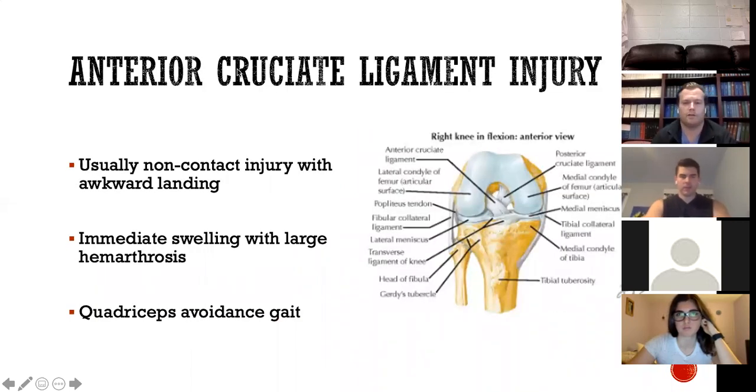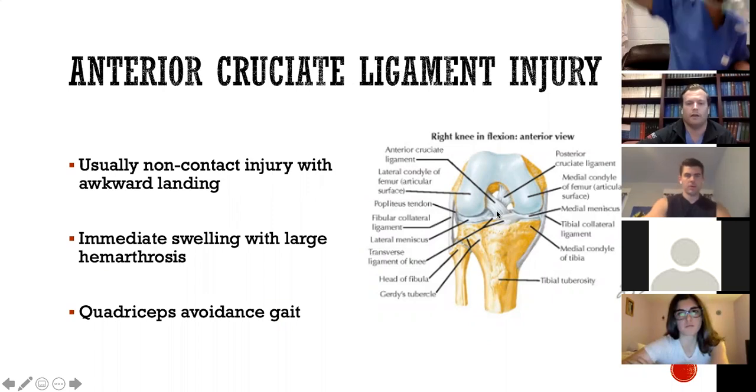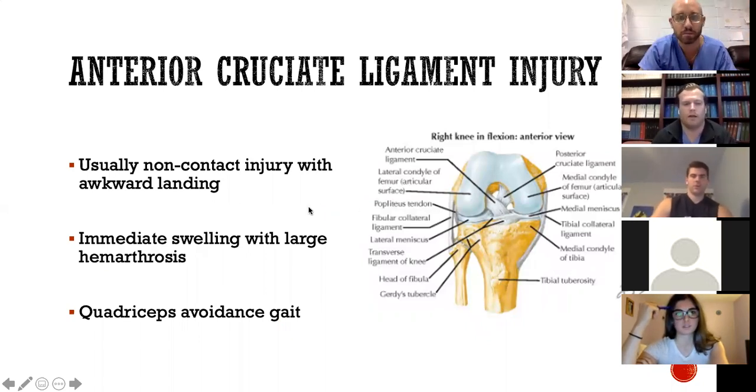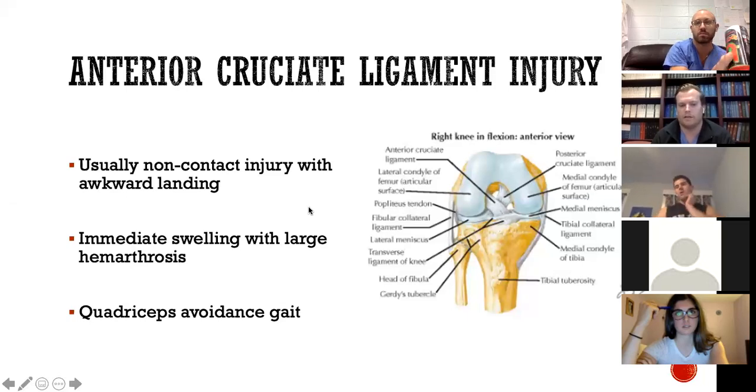So when we're talking about anterior cruciate ligament injuries, these are typically non-contact injuries with an awkward landing. Again, our anterior cruciate ligament originates from the lateral femoral condyle down to the footprint on the anterior aspect of the tibial plateau. Generally, these patients report an awkward landing and an audible pop. There's immediate swelling and a large hemarthrosis.